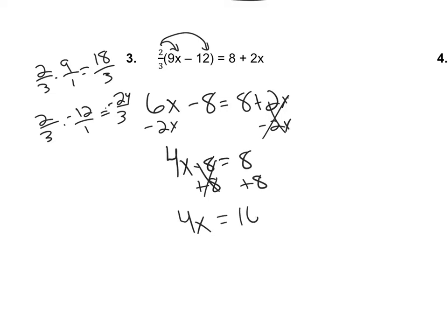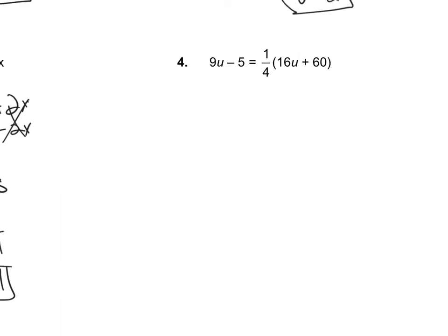4x equals 16. And then the last step, we want to divide by our coefficient of 4 to get x by itself. So 16 divided by 4 ends up giving us 4 as our solution, number 3. Once again, you can always take that solution and plug it back in to check your answers and make sure that you've done it correctly. Let's take a look over here.